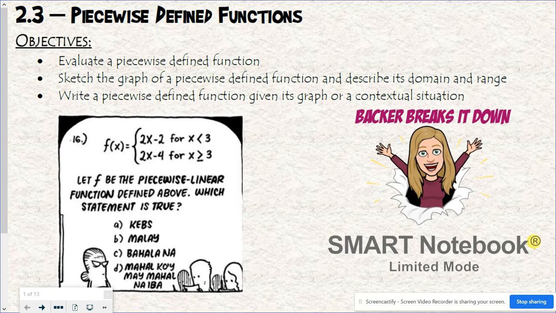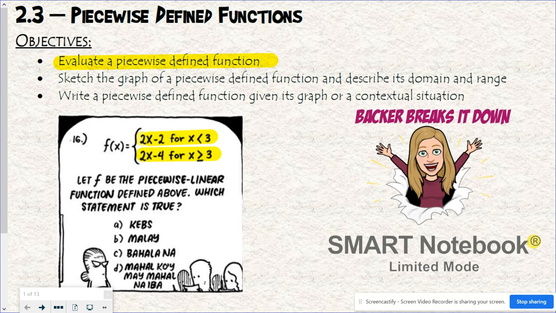In this episode, we are going to look at piecewise defined functions, and we are going to focus on evaluating a piecewise defined function. This little comic box here is illustrating a piecewise function. Notice that it's made up of two pieces. One of the pieces is 2x minus 2, and it's defined for all x values less than 3. The other piece is 2x minus 4, defined for all x values greater than or equal to 3.